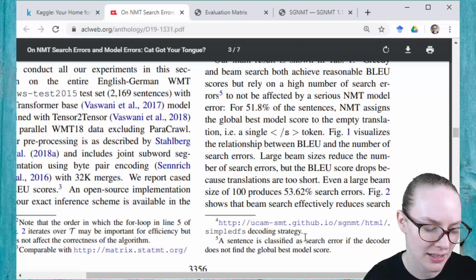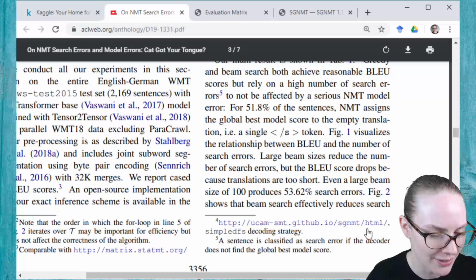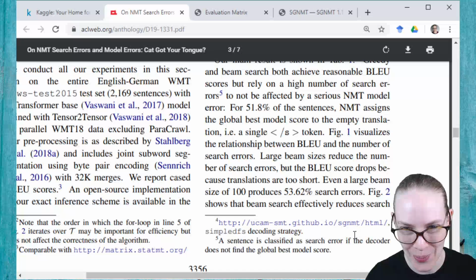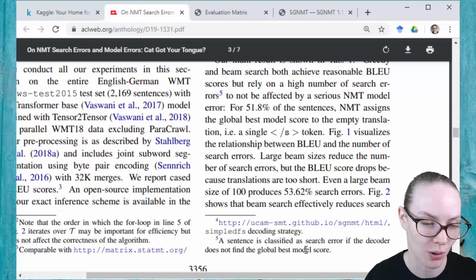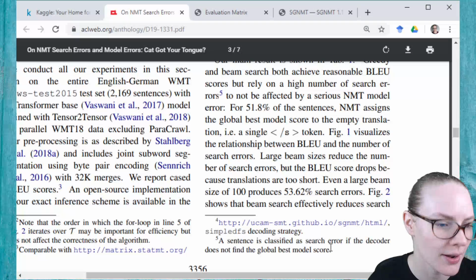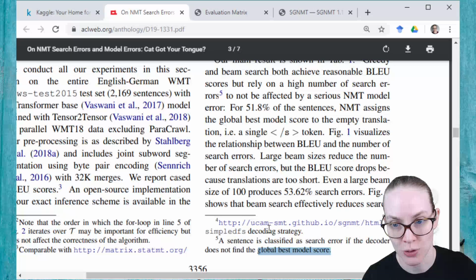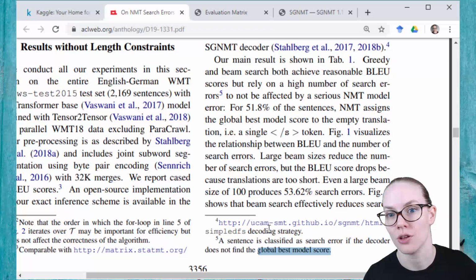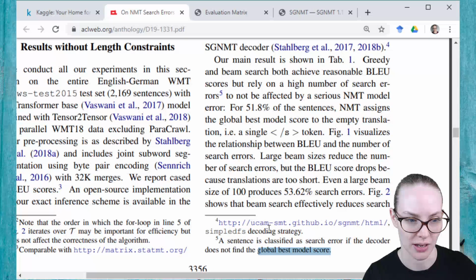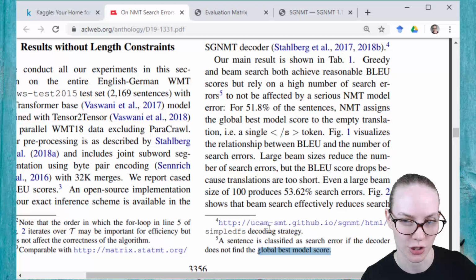A sentence is classified as a search error if the decoder does not find the global best model score. So using the exact search, you know what the best possible score is. If you don't find that, then your best candidate was not in the returned search results.